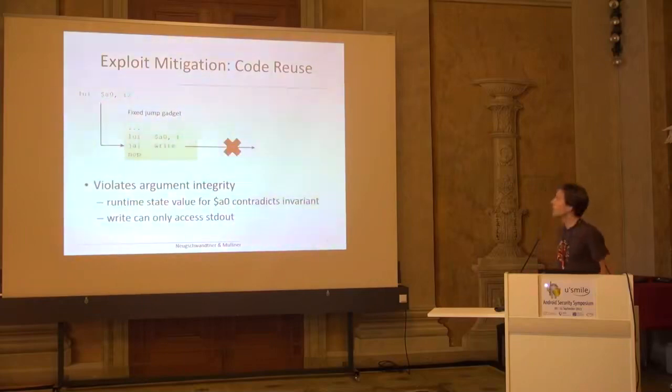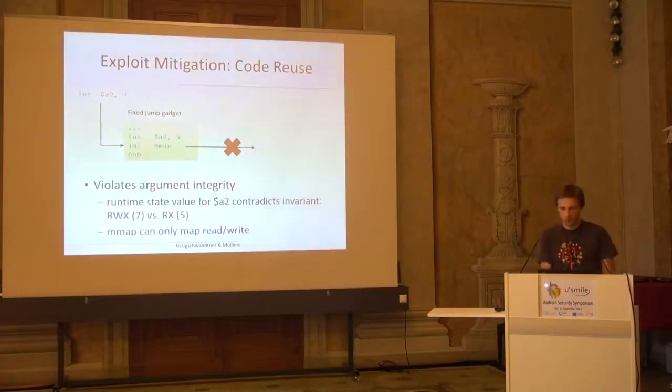Here we have a fixed jump gadget. This directly branches to write, so to the write system call wrapper. And as we can see here, it statically sets argument 0 to 1, which basically corresponds to standard out. So for example, this gadget could not be reused to write to a different file descriptor.